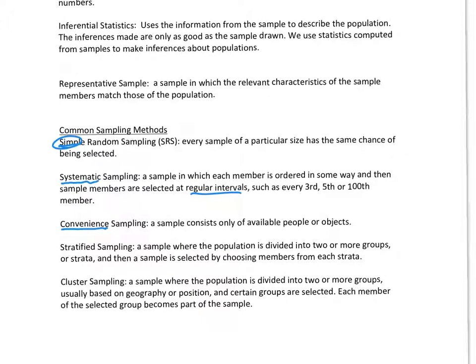Convenience sampling is the worst kind of sampling. It has the most bias. Bias is actually on the next page, and what that means is your results are slanted toward having one result or another. And there are 3 ways to get a convenience sample.